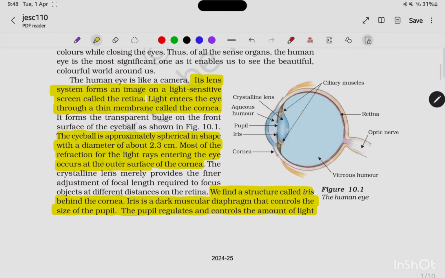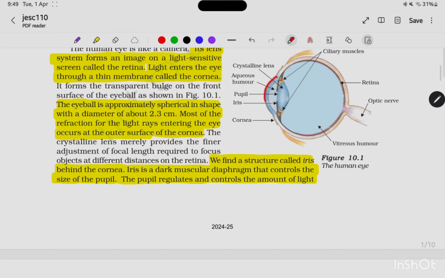So now let's look at this image and try to understand where things are. This thing over here, this screen, is the retina. And this is the optic nerve through which the image formed here gets transported into the brain. This is the cornea, and when light enters the eye, it gets refracted from the cornea.